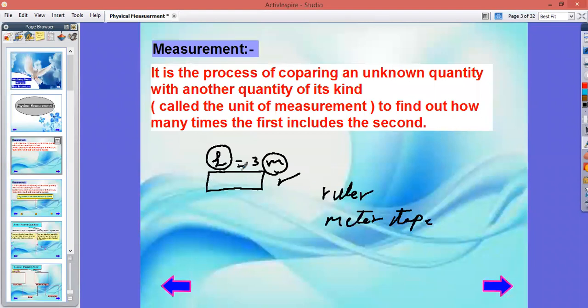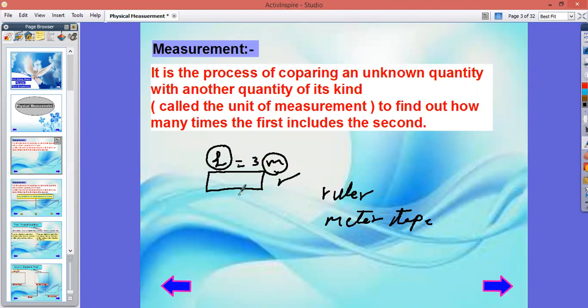Okay, so what is the meaning of measurement process? It is comparing between a known quantity and another quantity of its kind to find out how many times the first includes the second, to find out how many times the length includes the meter, which is considered 3 meters.